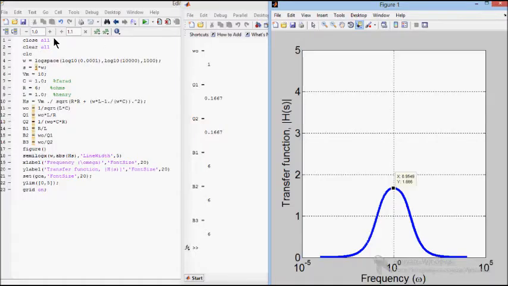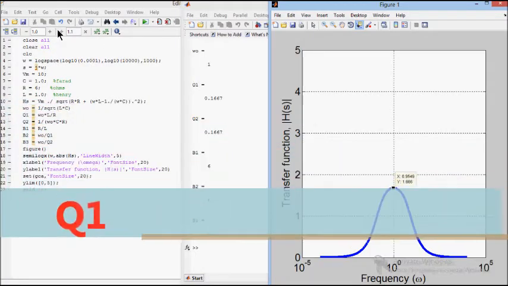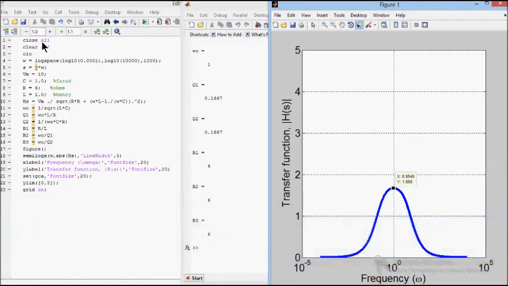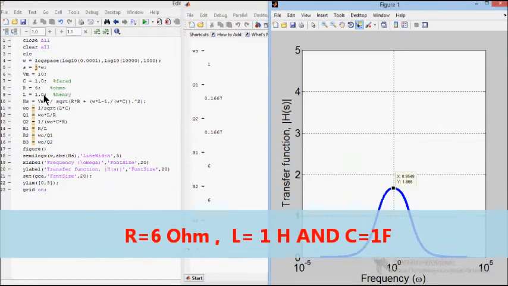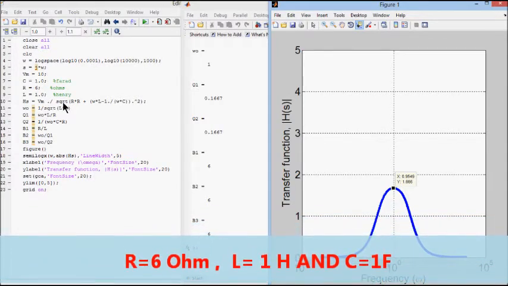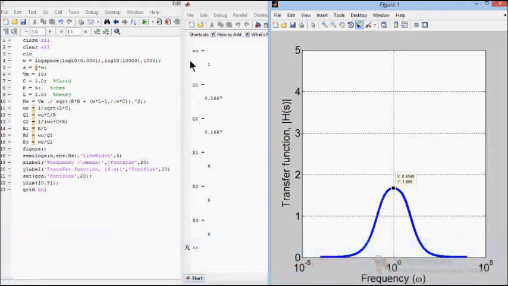Now we go with Q1. We use MATLAB software to solve the equation. Firstly we insert the coding. This is the coding for the MATLAB for Q1, and we choose the value of R, L and C. R is 6 ohm, L is 1 Henry and C is 1 Farad. Then we run the coding for the MATLAB and then we will get the answer.